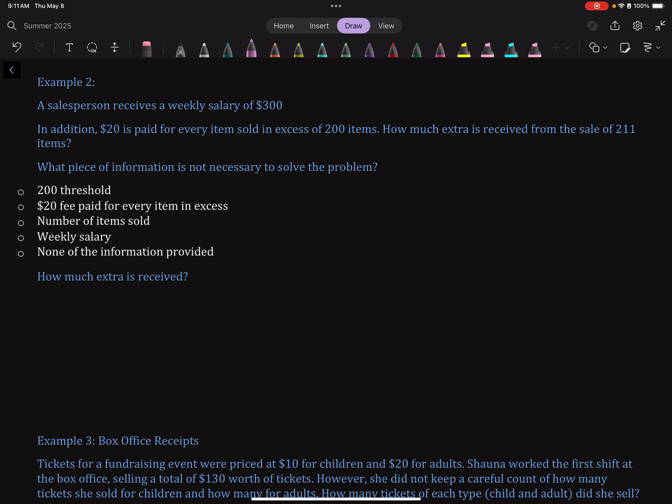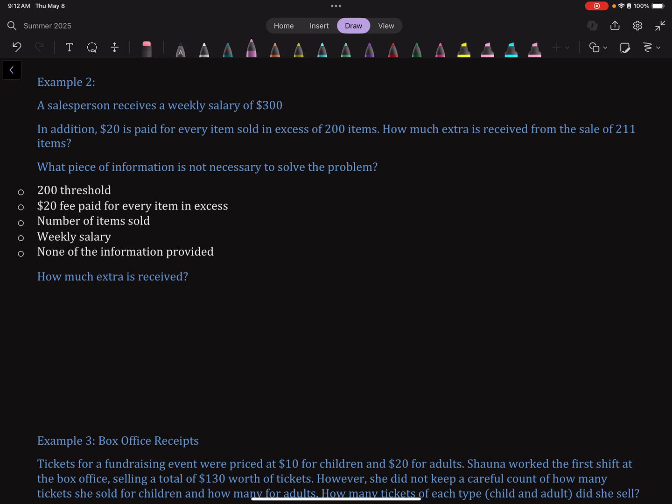A salesperson receives a weekly salary of $300. In addition, $20 is paid for every item sold in excess of 200 items. How much extra is received from the sale of 211 items? What piece of information is not necessary to solve the problem? And how much extra is received? So we need to know what's unnecessary.